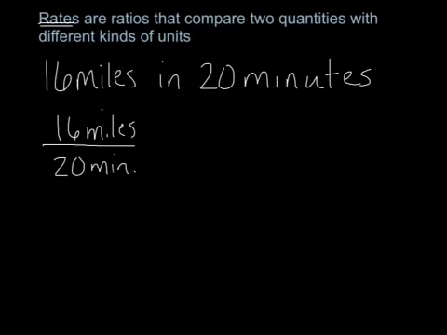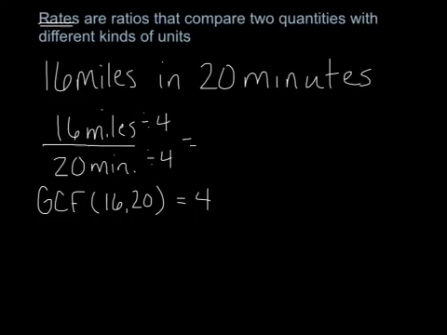Now we're going to go ahead and simplify this rate by finding the greatest common factor, and the greatest common factor of 16 and 20 is 4. So that means we can divide both the numerator by 4 and the denominator by 4, and that will give us 4/5. That means in ideal conditions, that snowboarder can travel 4 miles in just 5 minutes, which is pretty amazing to travel a whole 4 miles in 5 minutes if you're just on a snowboard.